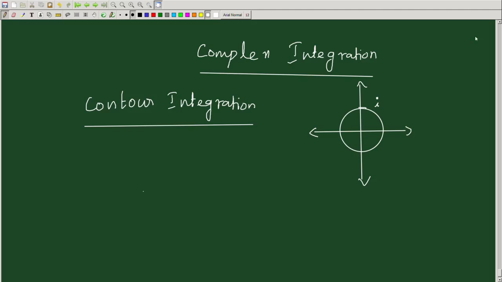Hi everyone. Now we are going to see complex integration. In that, the important topic is contour integration. Contour integration means it's a closed curve integration, right? For that, first we are going to see the type. Contour integration is a unit circle model.